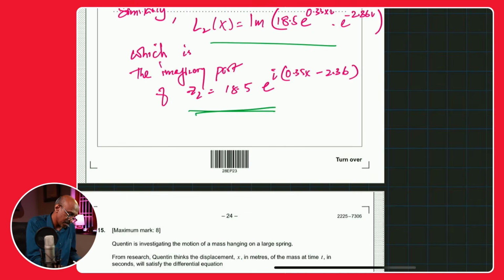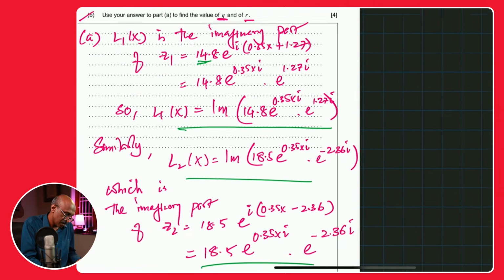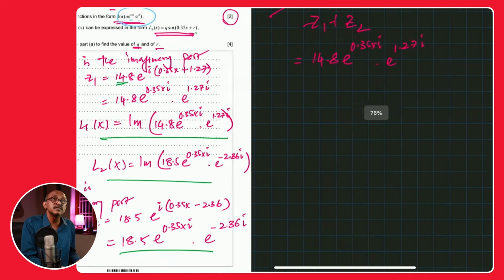Yeah, it'll be easy if you separate the e's. So I'm going to take one more step here. 18.5 e to the power of 0.35 xi times e to the power of minus 2.36i. Okay, we'll use this form just as we have here. So Z1 plus Z2 is now 14.8 e to the power of 0.35 xi times e to the power of 1.27i. Can you see this? Oh, you can't. Okay, there you go.